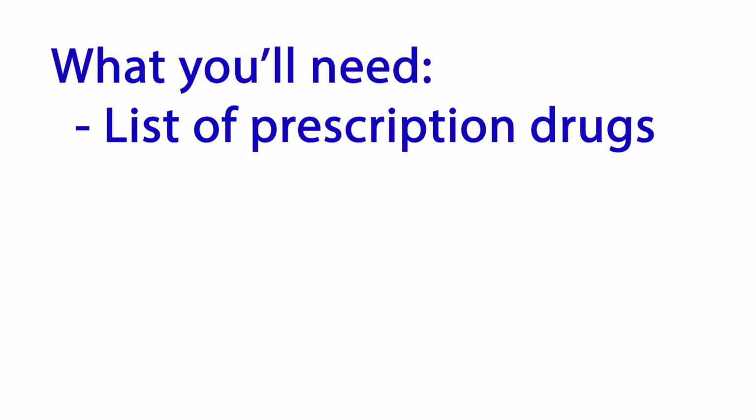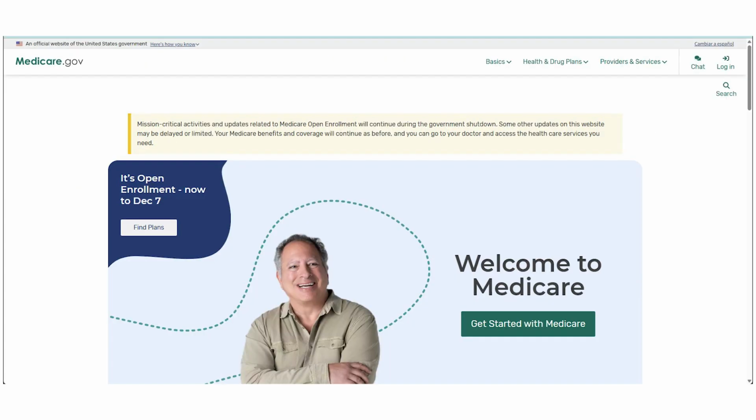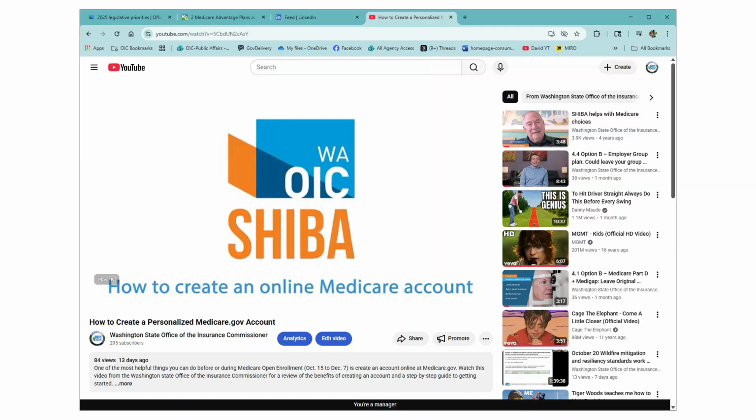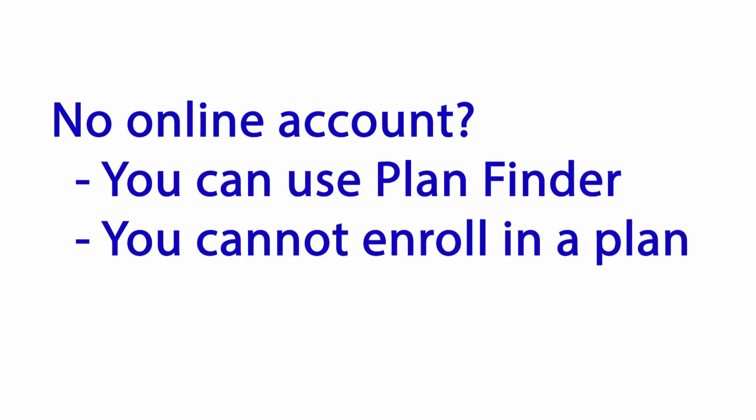You'll want to have the list of your prescription drugs, doses, and all of your pharmacy information. If you don't already have an online Medicare account, you might want to sign up for one. We've got another video explaining how to do that too. You can still use the Plan Finder and do some homework without an account, but you can't enroll in a new plan online without using your personal information.